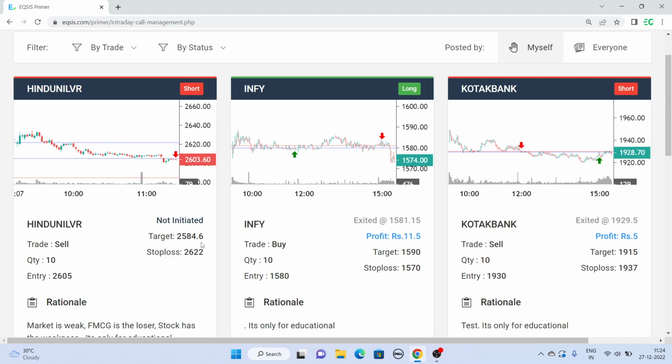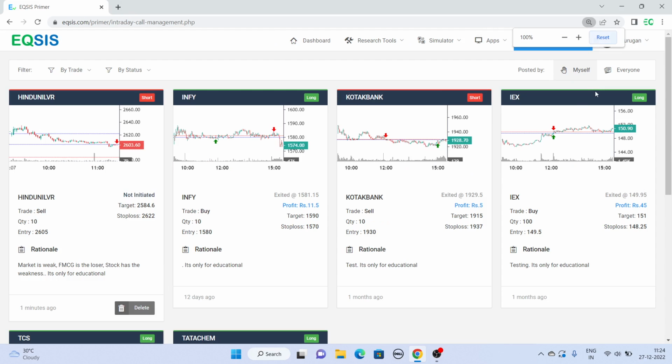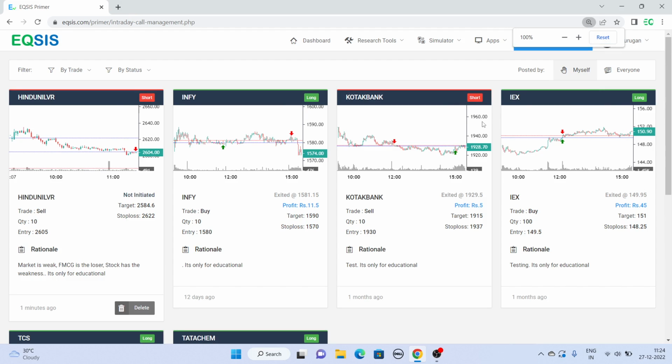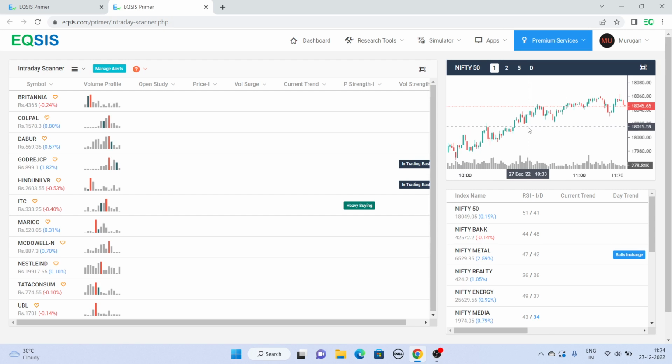And even if you log out or go somewhere else, the backend processes will make sure that whether it reaches the targets or stop loss, everything gets documented so that you can backtest your work going forward. So let's go back to the Intraday Scanner again. I'll open a new screen, and we will come back to see if it gets executed.